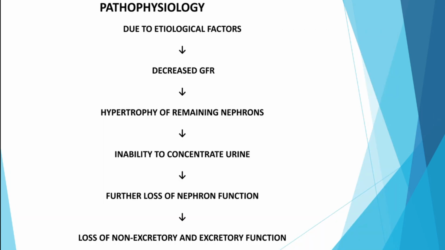This is the pathophysiology. So due to the etiological factors that leads to decreased GFR, the glomerular filtration rate. So that leads to hypertrophy of the remaining nephrons. So due to the decreased GFR, the cells and tissues of the nephron become hypertrophied, or the size of the cells increases, and that leads to inability to concentrate urine. And when there is an increase in size of the nephron, the nephron function becomes compromised, the formation of urine becomes hampered, and that leads to further loss of nephron function, and that leads to CKD.